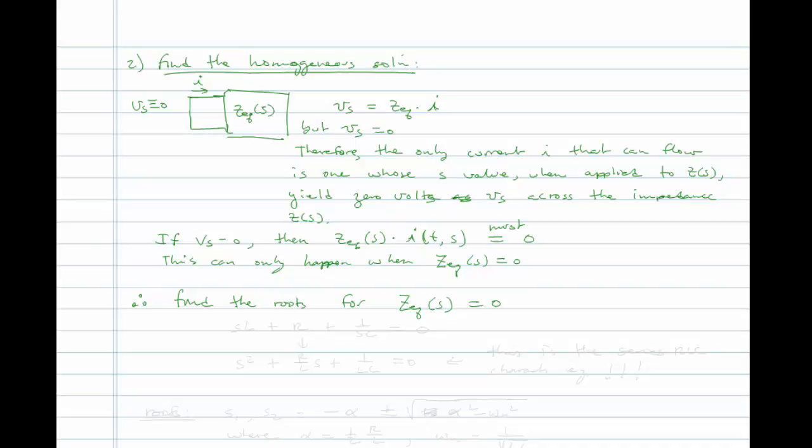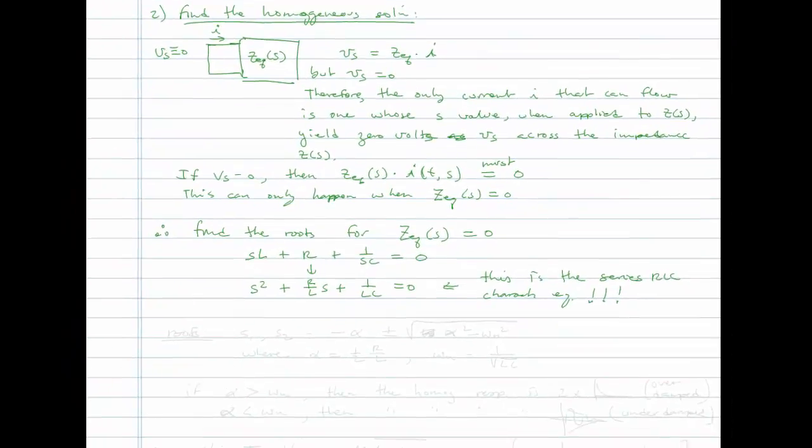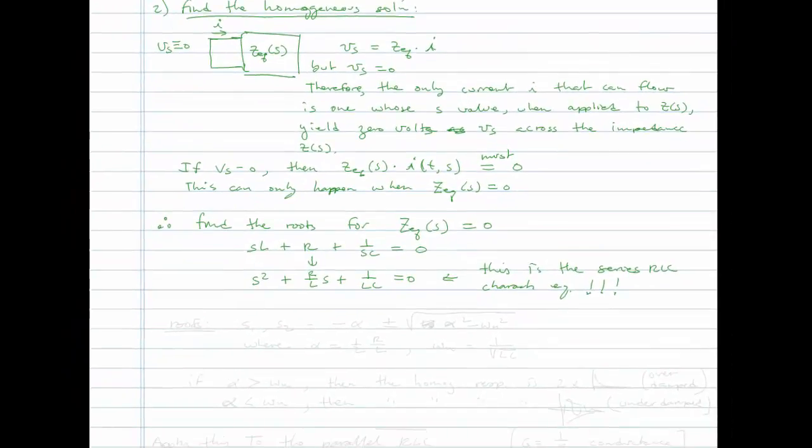So in our case, what did we have? We had SL plus R plus 1 over SC is equal to 0. And we can put this into our familiar form of S squared plus R over L S plus 1 over LC. And we see this is the characteristic equation. This is the series RLC characteristic equation, which is amazing that we could get it by just doing Ohm's law for impedances.